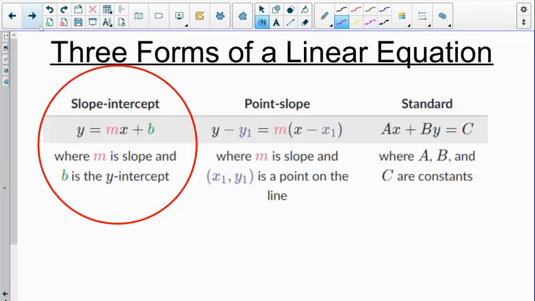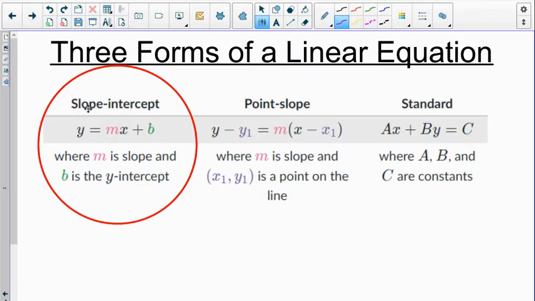All right, let's take a look at the first section of today's notes. So what we have here is three forms of a linear equation. You don't need to write all of this down. I really am just focusing on this first circle.